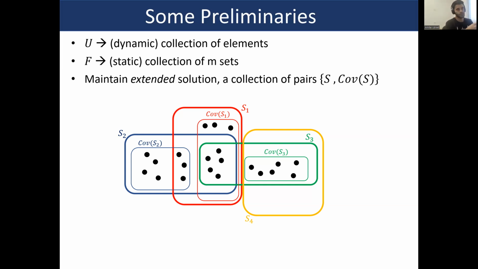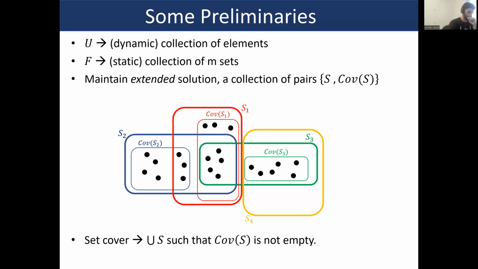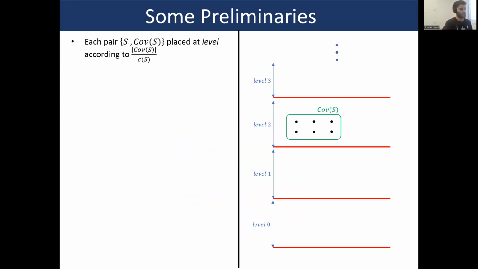Our solution, the set cover, is all sets such that their cov set is not empty. So therefore we get a valid solution. In this case, we can see that there are elements in S4, the yellow-orange set, but they are all in cov S3, meaning S3 is responsible for covering them. Thus, the cov set of S4 is empty, and S4 is not in our set cover. So in this specific snapshot, our set cover will be S1, S2, and S3. Like I said, the set cover is the union of all sets whose cov set is not empty.